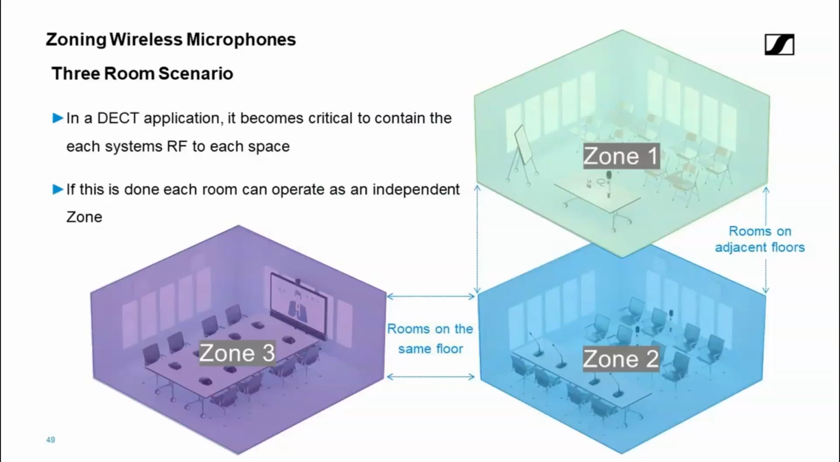With DECT, it's very similar to the first one. We just create zones for each of these systems. So we zone it out.